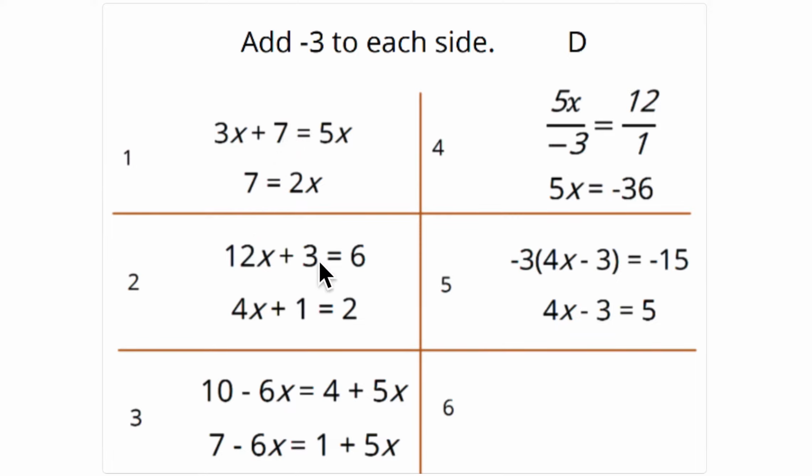Still doesn't work. Add a -3. It gets rid of this 3, but that's not what this step says. Add a -3 here. 10 plus -3 is 7. This remains the same, not doing anything to this. And 4 plus -3 is 1. And this remains the same. So it looks like number 3 is the answer.